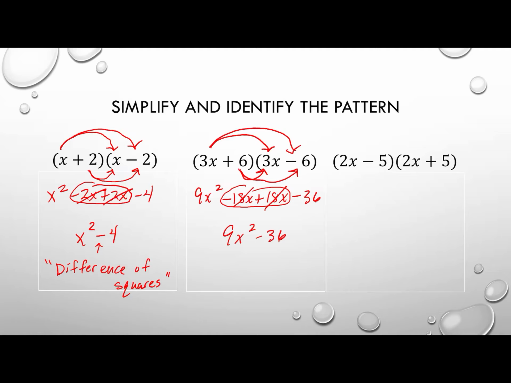So really, the only thing you care about is this thing times itself, right? 2x times 2x is 4x squared. And the second term times itself, 25. And we know that it's going to be a difference, right? Because one's positive, one's negative. So this is going to be 4x squared minus 25. It saves you a little bit of time.